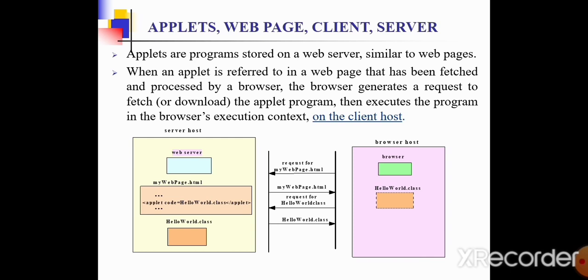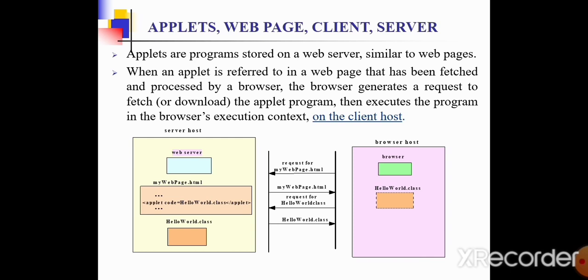When an applet is referred to by a web page that has been fetched and processed by a browser, the browser generates a request to fetch or download the applet, and the program executes on the client host. So this is the diagram of the server host and browser host.